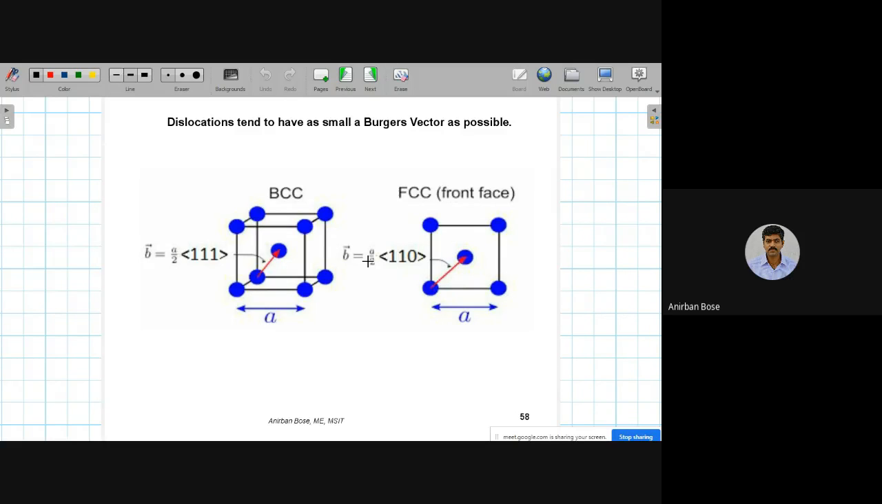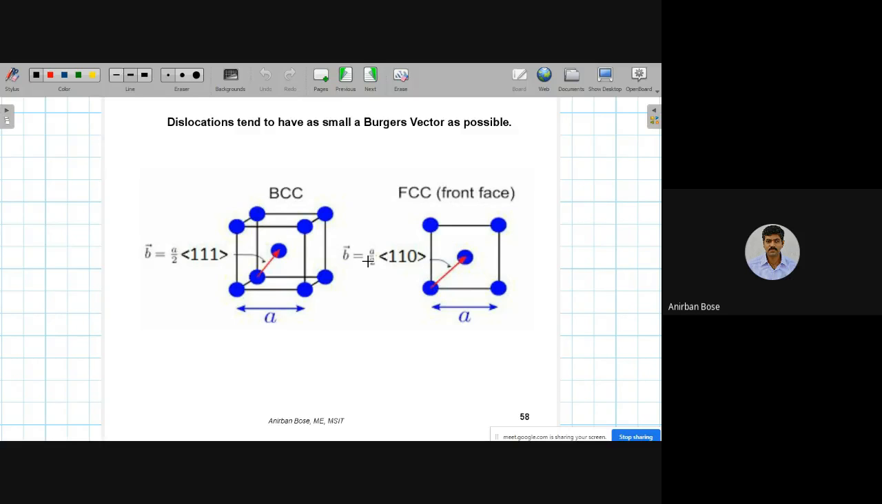The closest atomic direction means towards the neighboring atoms, the atoms which are in contact. In a BCC crystal, the closest atoms are along the diagonal, the body diagonal. In an FCC crystal, it is along the face diagonal. In a simple cubic crystal, it is along the edge, where the atoms are closest.